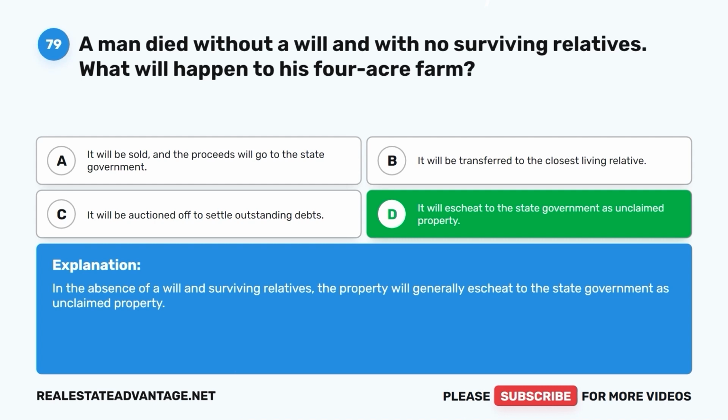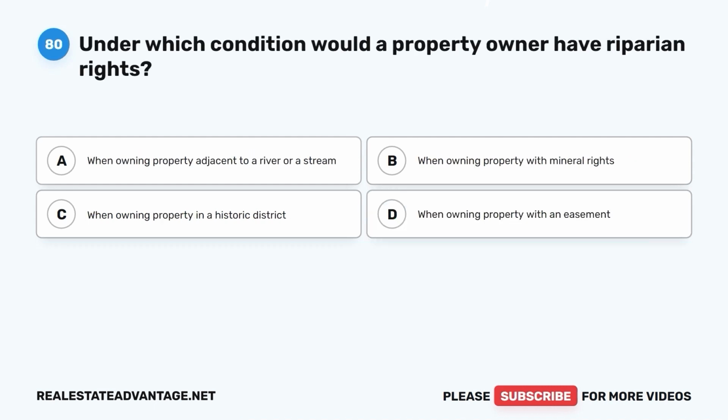Question 80. Under which condition would a property owner have riparian rights? A. When owning property adjacent to a river or a stream. B. When owning property with mineral rights. C. When owning property in a historic district. D. When owning property with an easement.